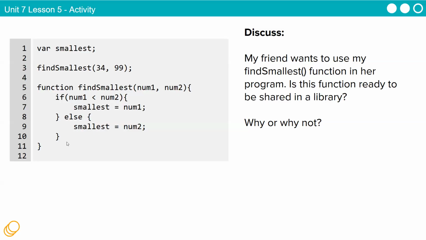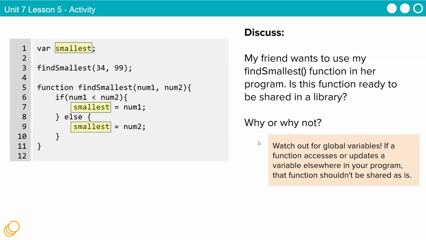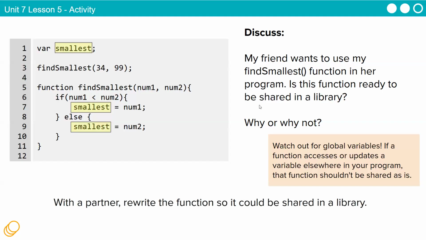So now we see an example of a function that you could have built earlier, knowing what you know about parameters. And here is the puzzle. My friend wants to use my find smallest function in her program. Is this function ready to be shared in a library? Why or why not? So watch out for these global variables. If a function accesses or updates a variable elsewhere in your program, that function should not be shared as is. It is not ready for a library.